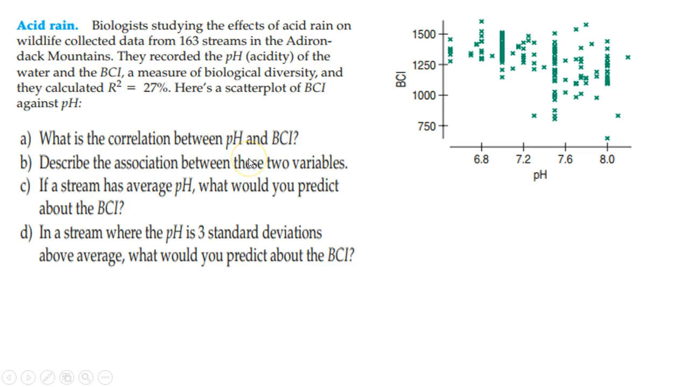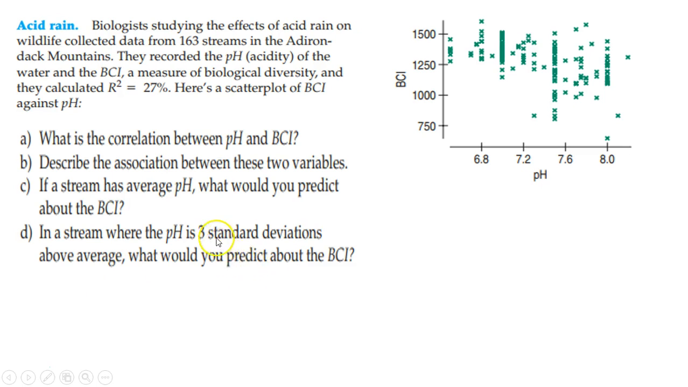So what is the correlation there? Well, the R squared, we square root that, and since it's negative, put a negative out in front. It says describe the association between the two variables. I would say 27% of the BCI variability is associated with the variability in the pH. And if a stream has an average pH, what would you predict for the BCI? And in a stream where the pH is 3 standard deviations above average, what would you predict about the BCI?